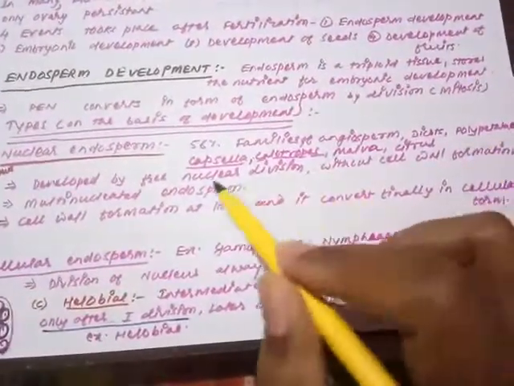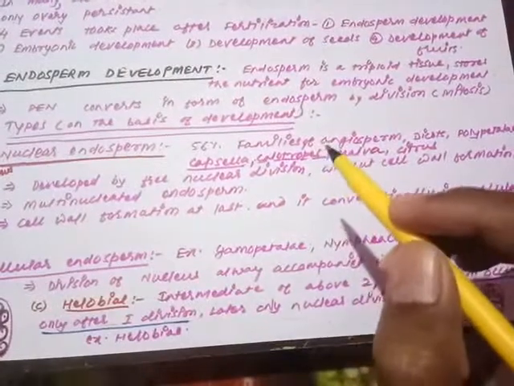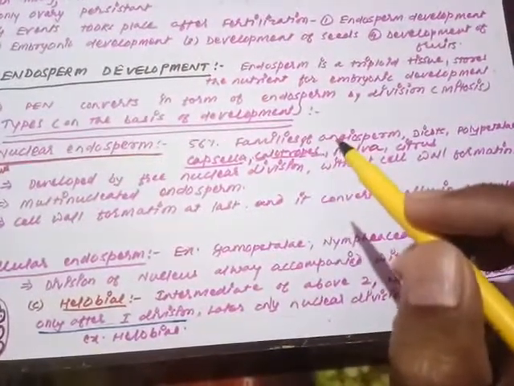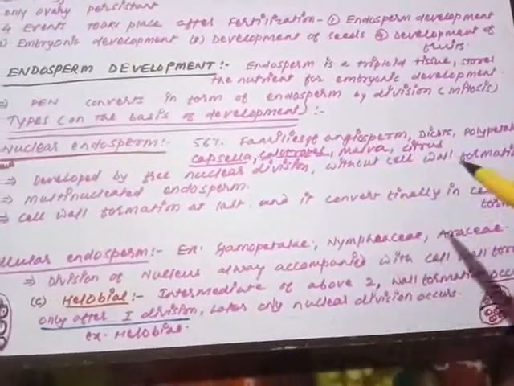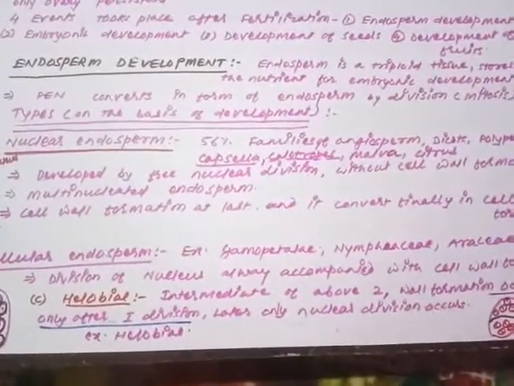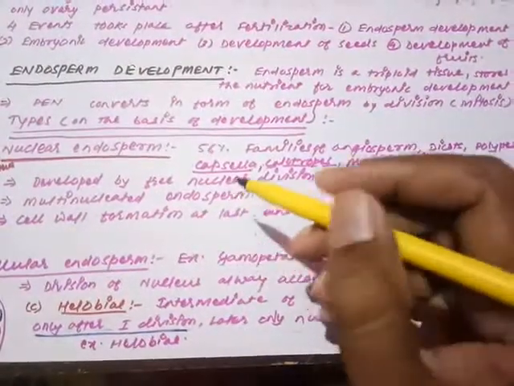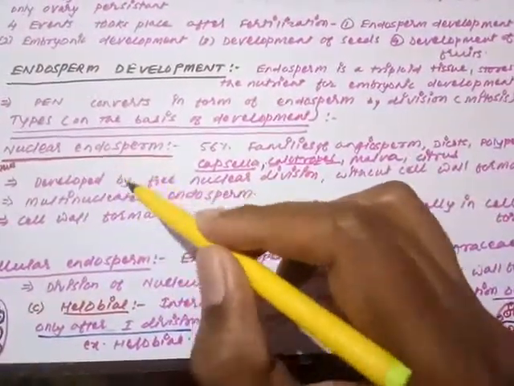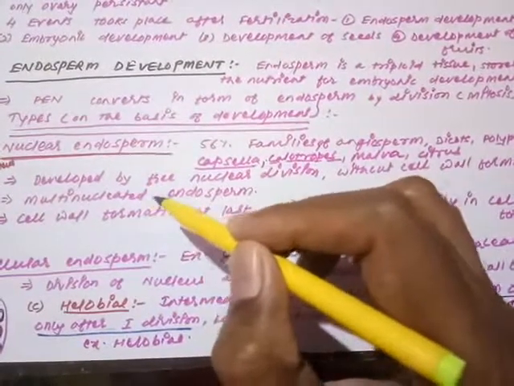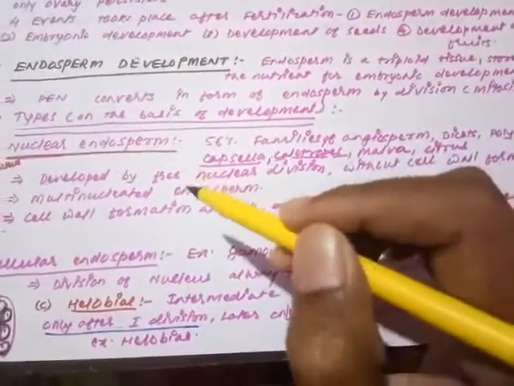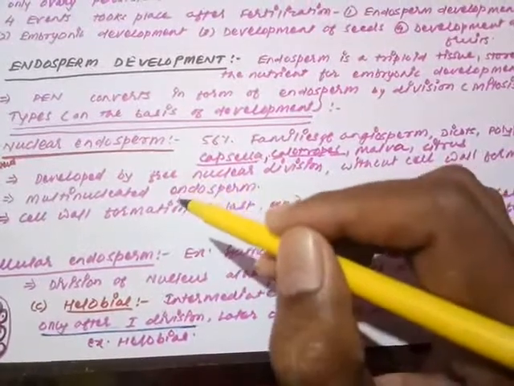So what is nuclear endosperm? It is developed by consecutive, continuous nuclear division, but without cell wall formation. So it is clear to you all. We can say if a nucleus is going to divide again and again and produce the endosperm, that kind of endosperm, the nuclear endosperm, is called multinucleated endosperm.